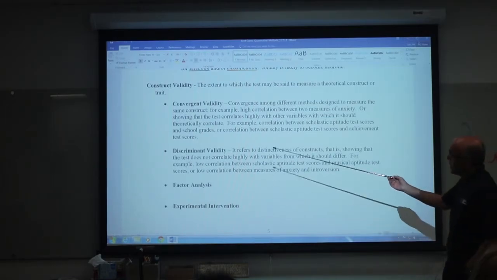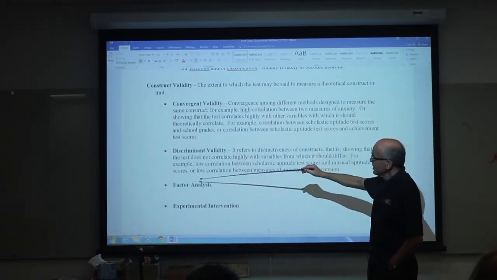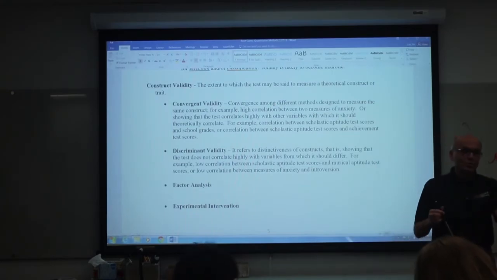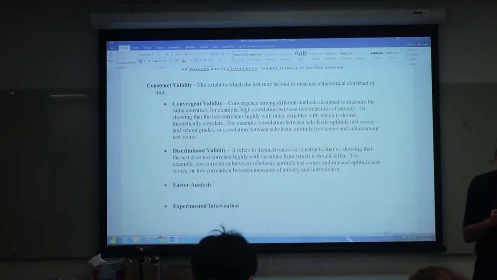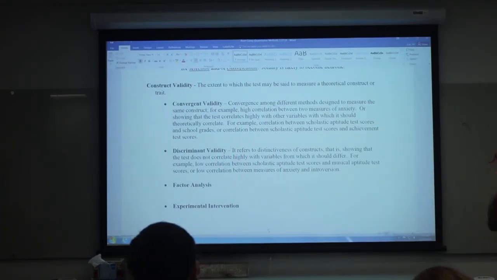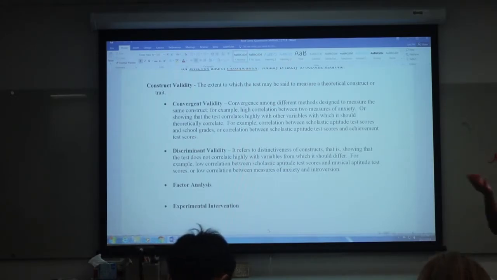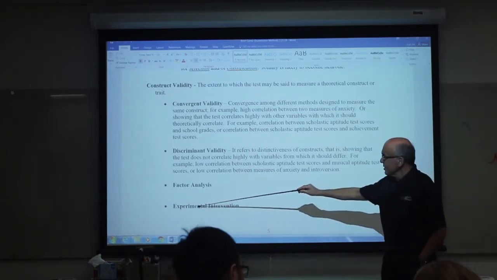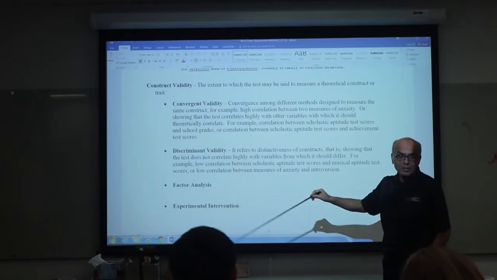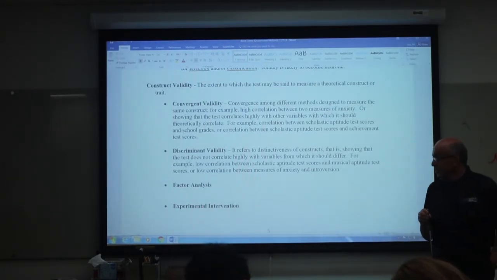A very popular way to establish construct validity is factor analysis. I just show you the name, because you need at least one 3-hour session to learn to do factor analysis. And then another way to establish construct validity is experimental intervention.